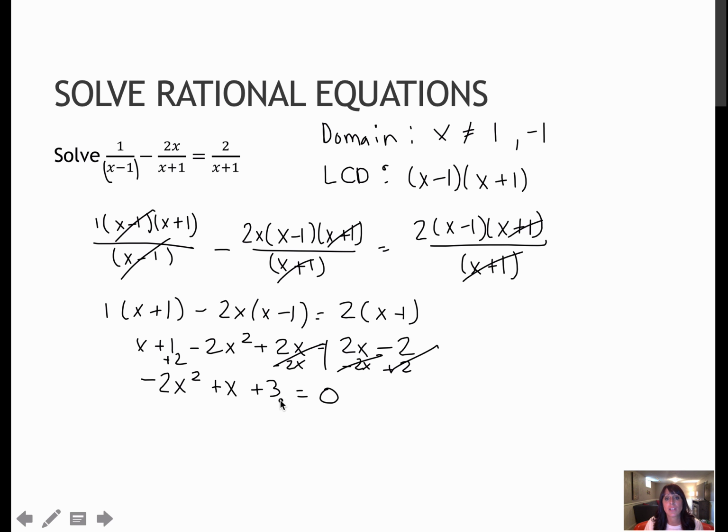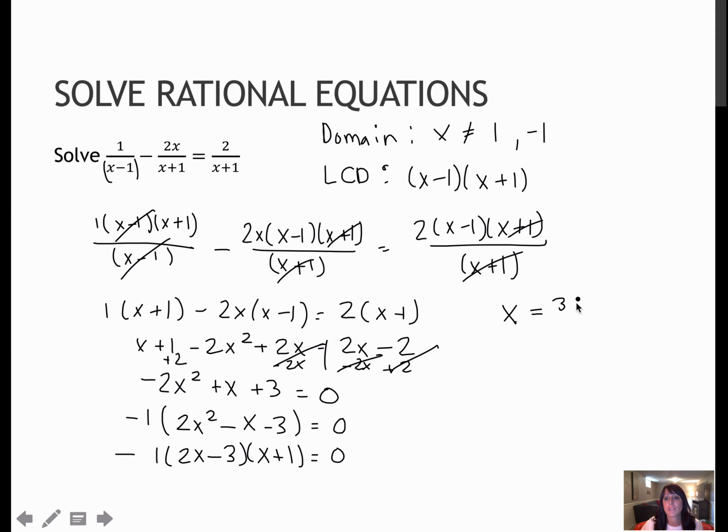Now I want to factor this if I can, but of course I've got a negative leading coefficient, and I never want to factor when I do that. So I'm going to take out a negative 1. That leaves me with positive 2x squared minus x minus 3, and I will factor this. So this does factor into (2x minus 3)(x plus 1). And of course then I'm going to set each of those equal to 0 to find my solutions. So x would be 3/2 and also negative 1.